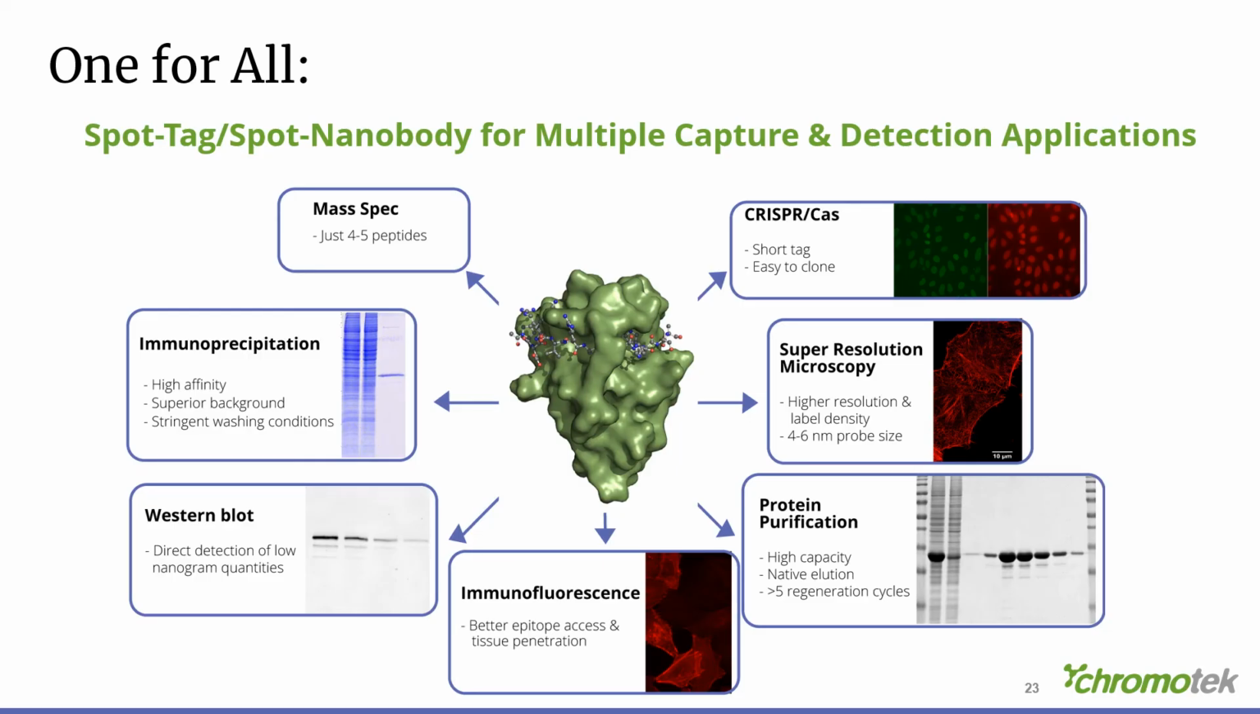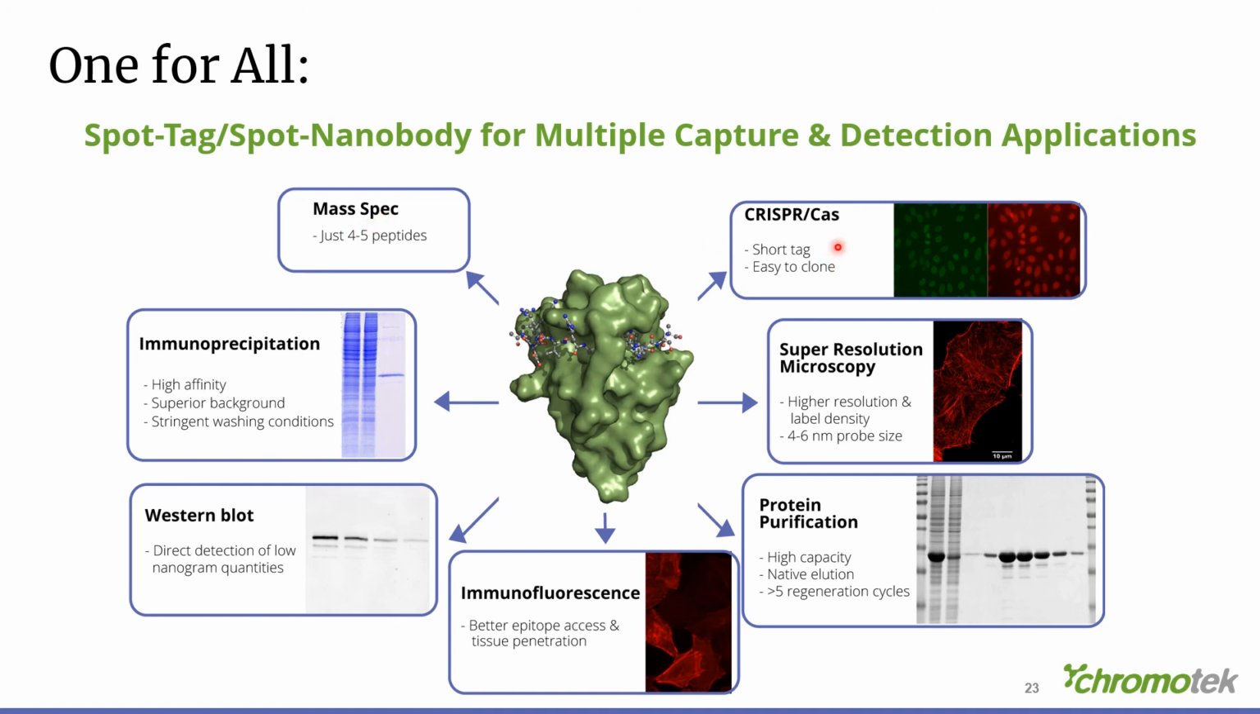Now I'd like to summarize. The Spot-Tag and the Spot-Nanobody are a very versatile system for multiple capture and detection applications. You can use it for immunoprecipitation. It has a high affinity, it has a very superior low background, and you can apply stringent washing conditions when needed. You may use it for mass spec analysis, for instance in a co-IP MS experiment.